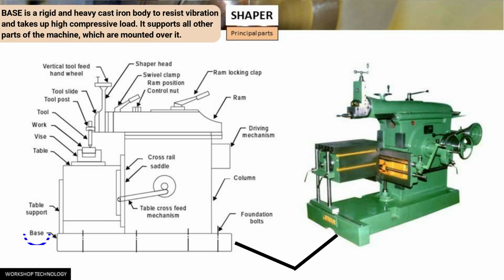First being the base. It is a rigid and heavy cast iron body to resist vibration and takes up high compressive load. It supports all other parts of the machine which are mounted over it. The base may be rigidly bolted to the floor or on the bench according to the size of the machine.